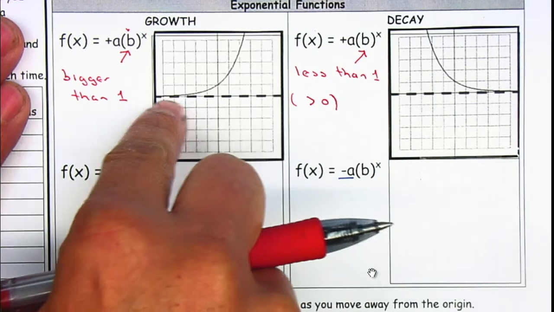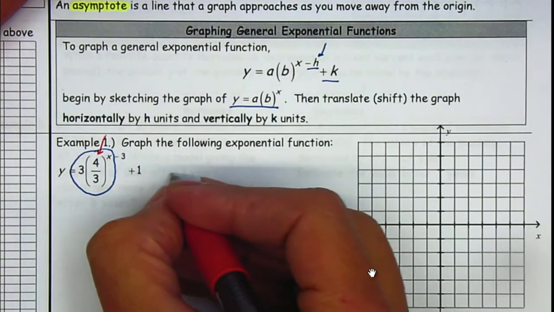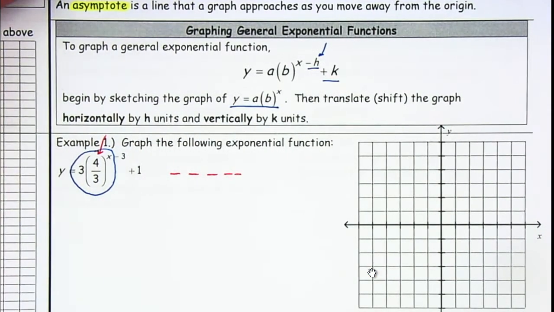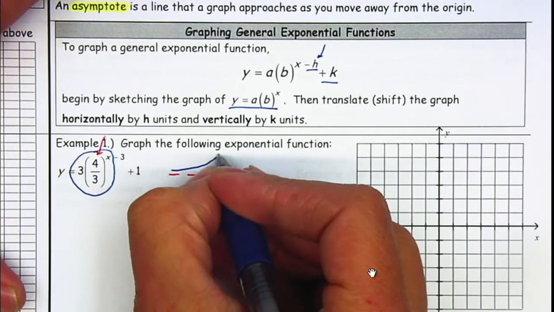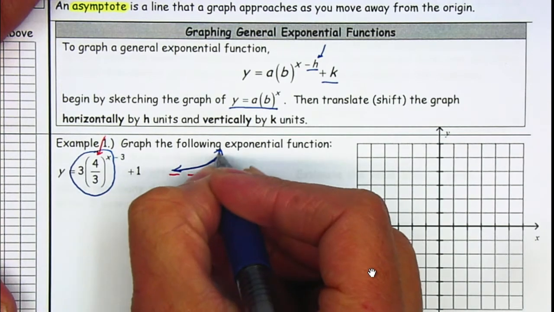So it should look something like this. I'm going to make a little sketch on the right hand side just to remember. Here's going to be my asymptote. And because the value of b is bigger than 1, it's going to be an exponential growth. So your graph should end up something like this. It should be a little higher.